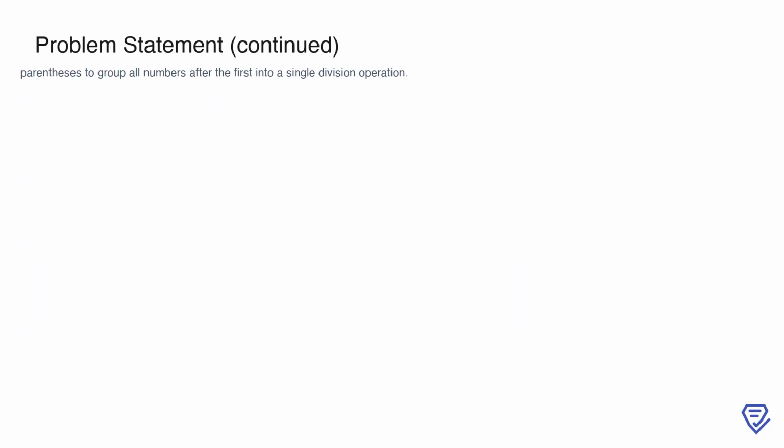The key observation here is that division is not associative, meaning the order in which we perform the operation significantly affects the result. To achieve the highest value, we need to minimize the denominator by grouping all elements after the first into one combined division operation. The optimal strategy can be summarized as follows. If the array has only one number, simply return it as a string. If the array has two numbers, divide the first number by the second and return the result as a string. For three or more numbers, divide the first number by the result of dividing all remaining numbers sequentially. Parentheses are used to group these remaining numbers together, ensuring the correct order of operations and maximizing the result.